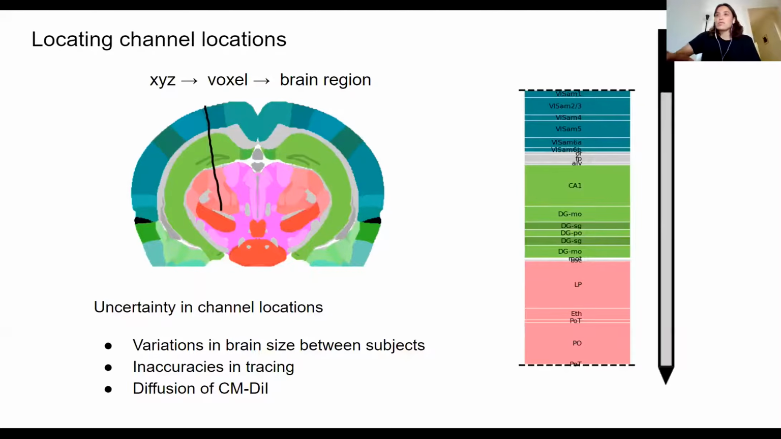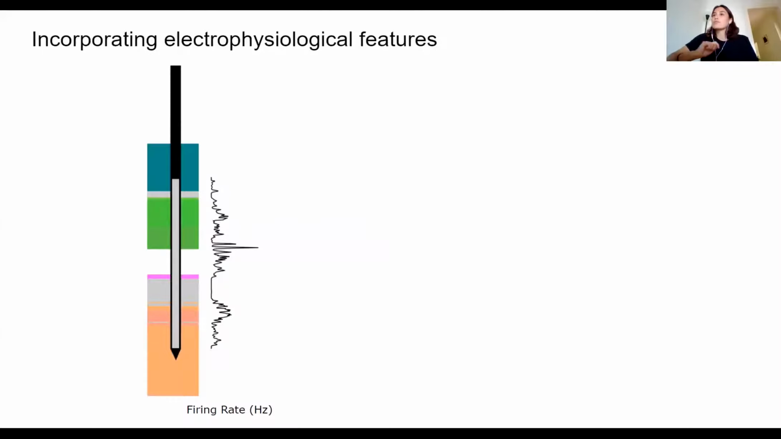To get more information, this is where we bring in the electrophysiology that we recorded on the probe. This schematic just shows a simplistic view. On the left, we show an initial estimate of the brain regions where the electrode passes. And then on the right, we have the firing rate recorded on the probe. We have this white area here.